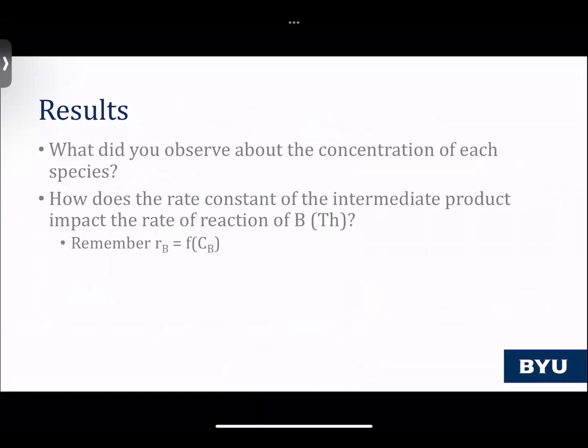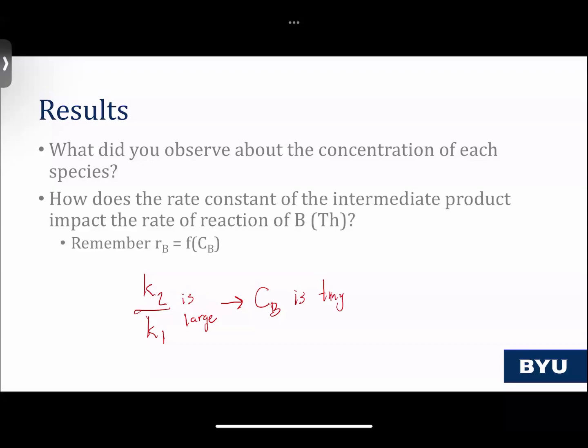So what did you observe? What trends did you notice about the concentrations of thorium across those different decay schemes? And how does the rate constant of the intermediate product impact the reaction rate of B? All right, so if you thought about that, you'll notice that when K2 over K1 was really large, my CB stayed very, very tiny. So if this is large, then CB is tiny.